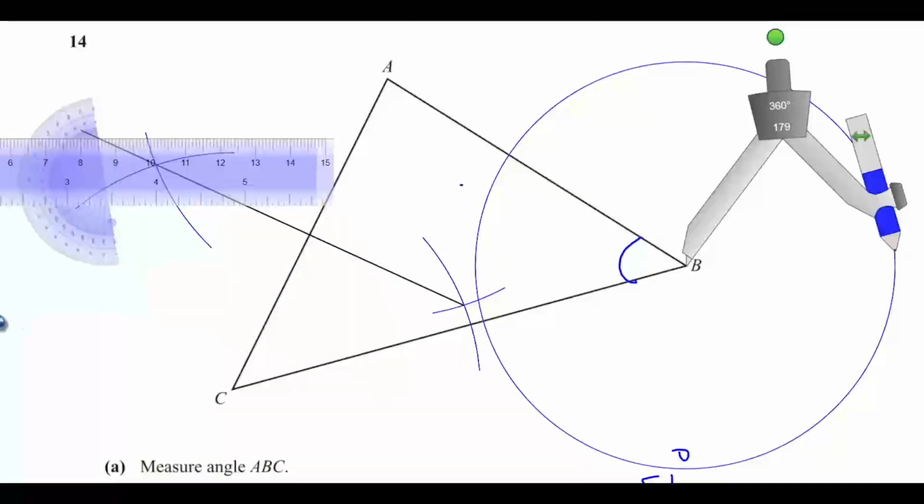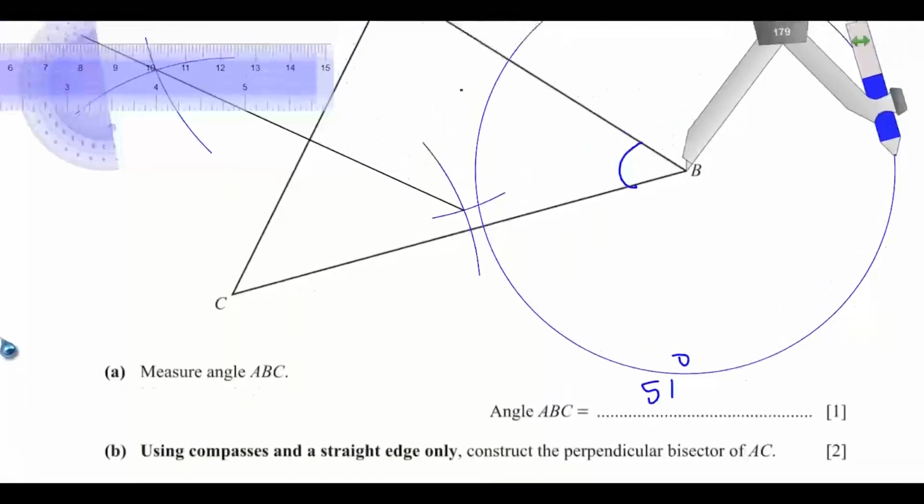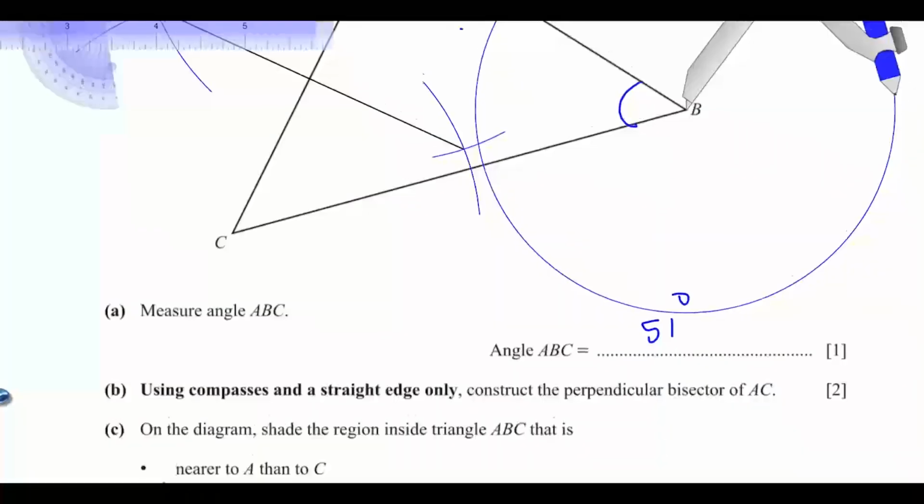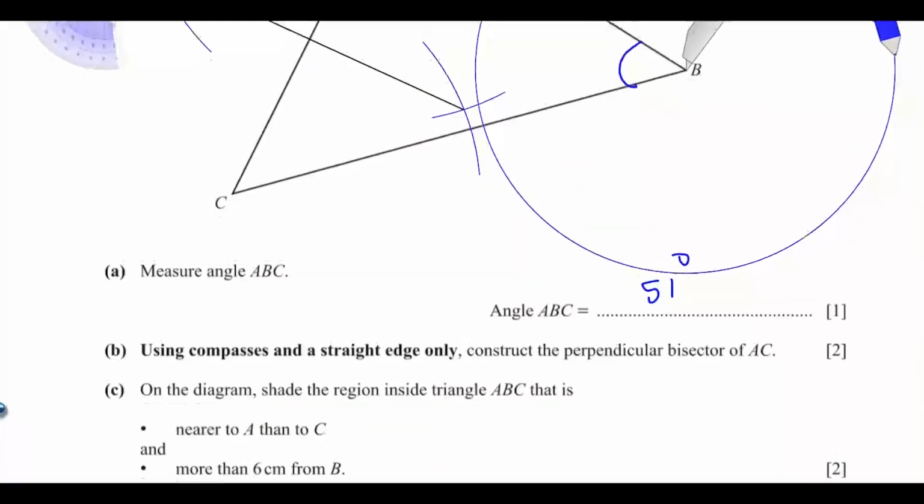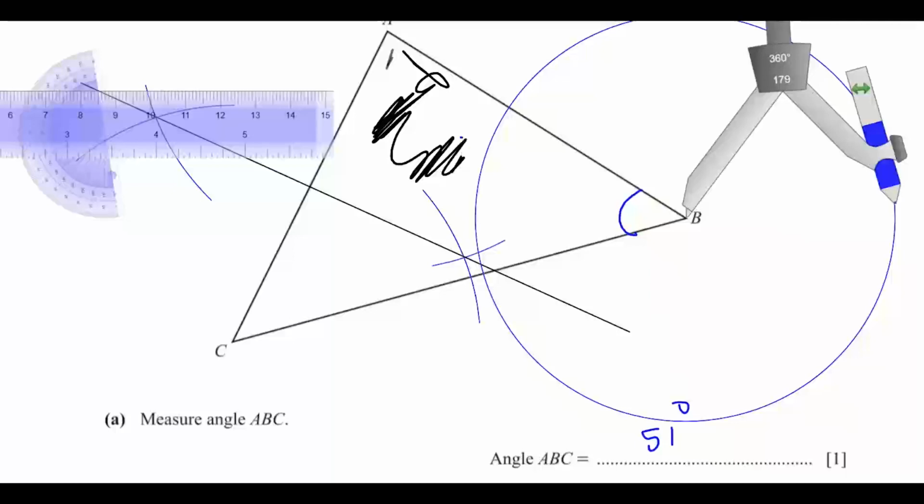Now let's go back to the conditions again. It is nearer to A than to C, so it should be here. And the second one, it should be more than 6 centimeters from B. I think I need to extend this line. Good. So now what we want to do is to shade this place. We want to shade the whole of this like this.